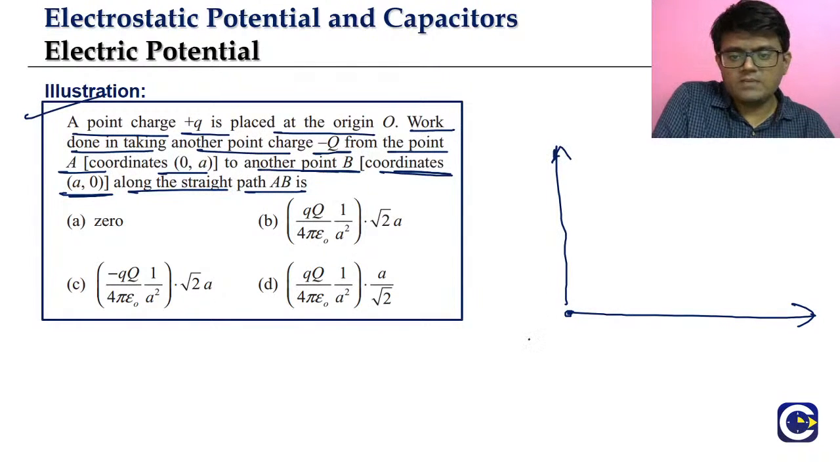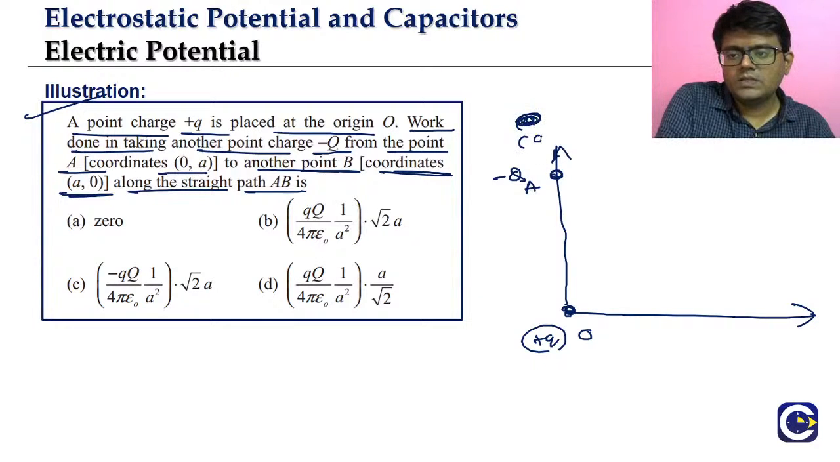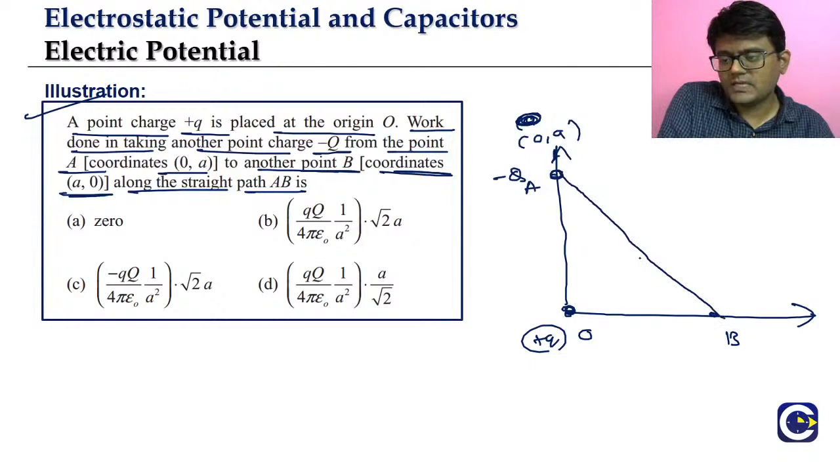Okay, so we are keeping a charge plus Q at the origin. Okay va? And a charge minus Q is moved. The point A has what coordinates? (0, a). It is on the y axis. And then we are moving it to a point on the x axis, along the straight line AB. What are the coordinates of the point B? (a, 0). This is on the x axis. We have to find what? Work done in taking this minus Q from A to B, they are asking what is the work to be done.